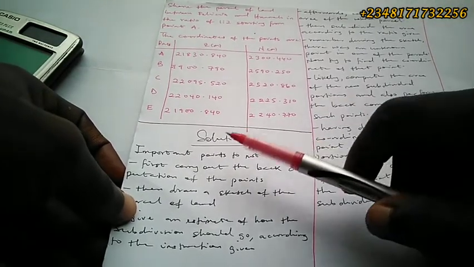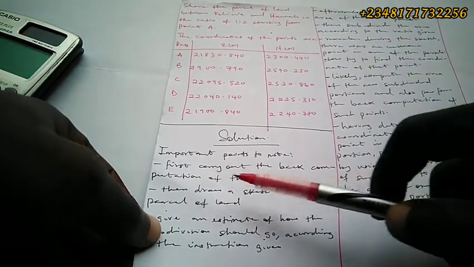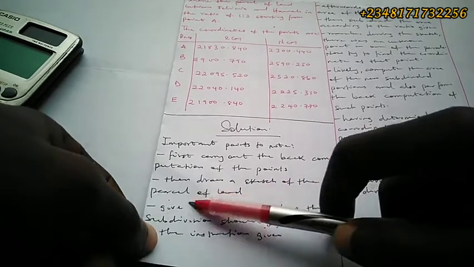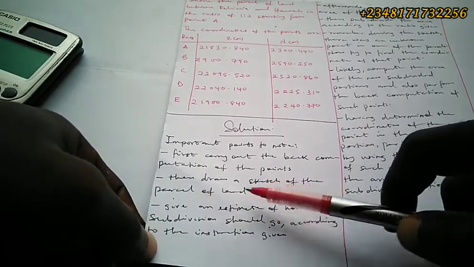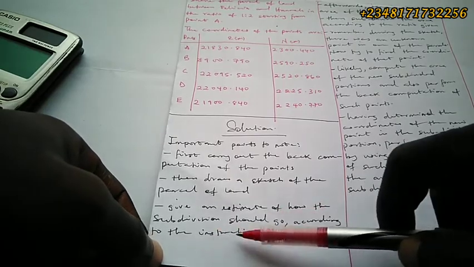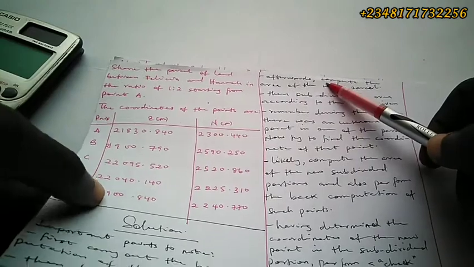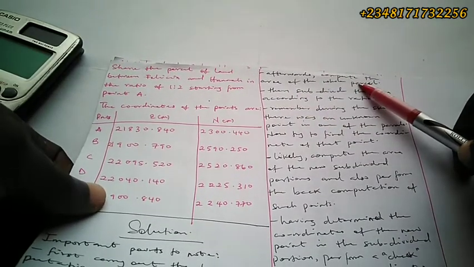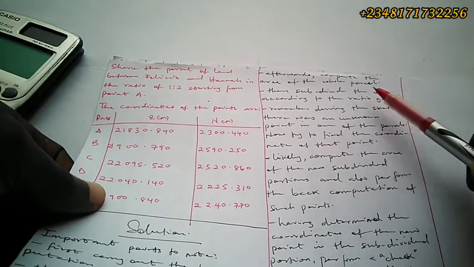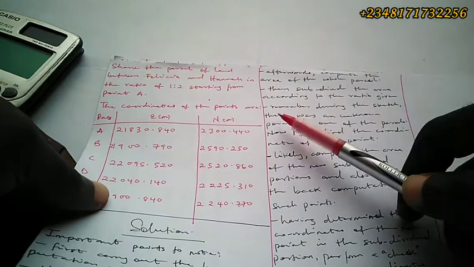So the first thing is important points to note. First, carry out the back computation of the points. Then draw a sketch of the parcel of land. Give an estimate of how the subdivision should go according to the instruction or specification given. The next thing is to compute the area of the whole parcel. Then subdivide the area according to the ratio given: ratio 1:2, ratio 2:1, ratio 1:3, or any other ratio.